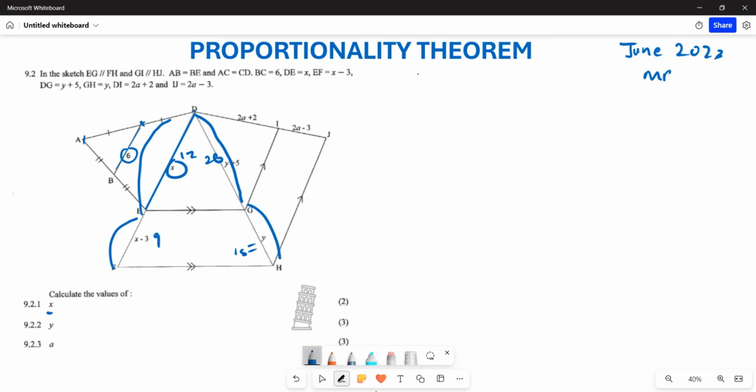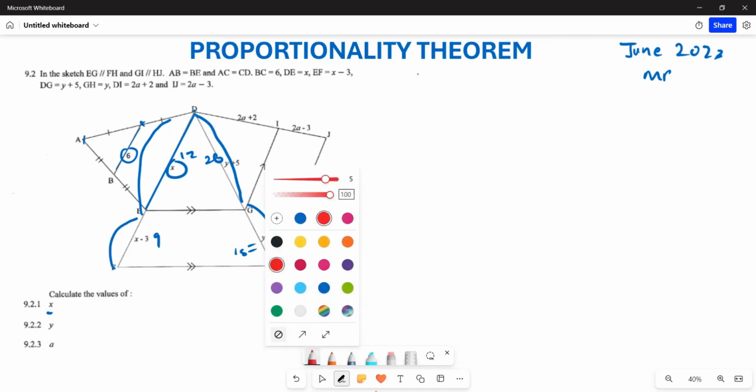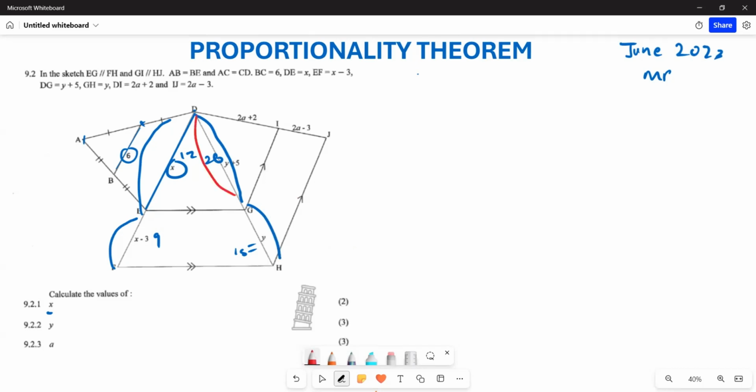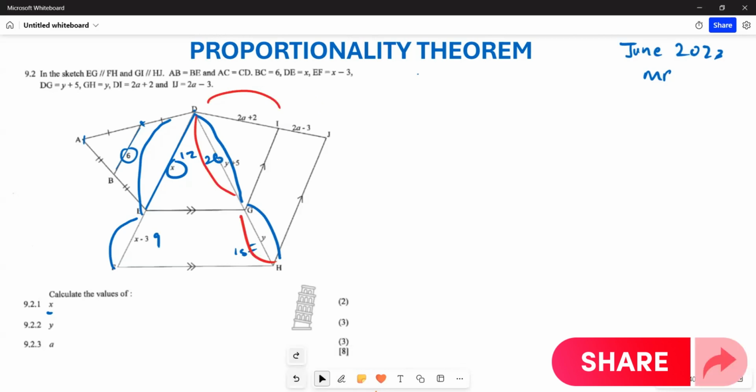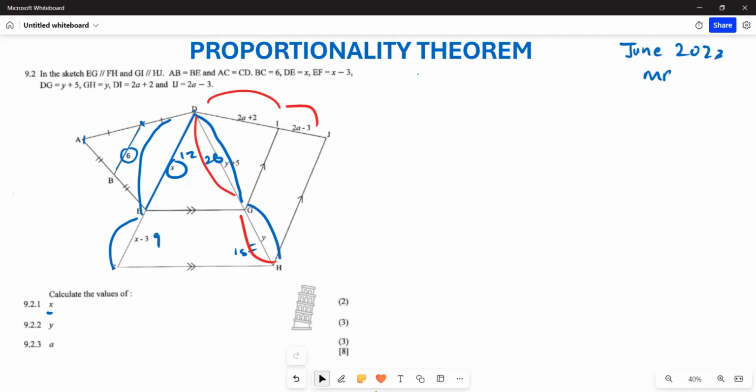So that is going to be the same, right? So basically, now let me just get a different color, which means if you can express this and also this side with this side and also this other side, right? This side, you are going to get the value of your a, right? So let's see. So we are going to say firstly, our dg over your gh is going to be equal to your di over your ij, right?